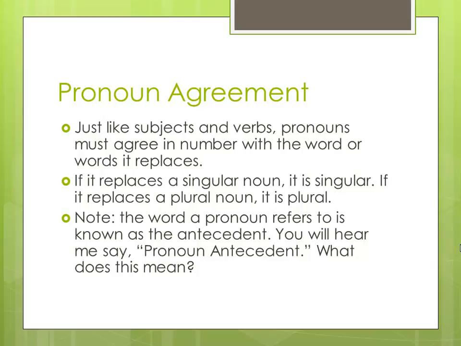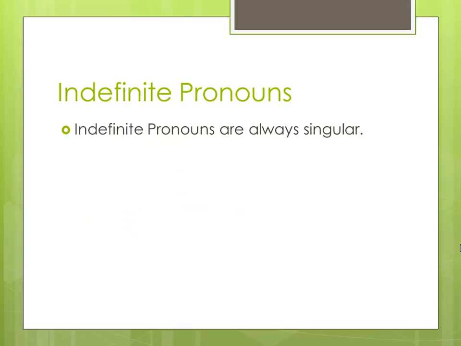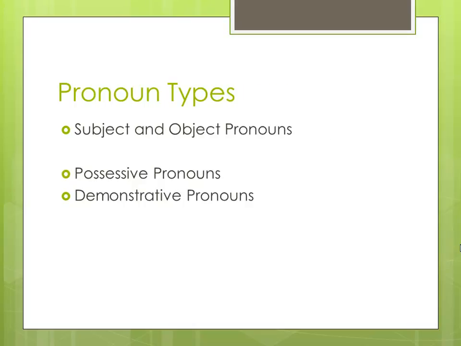So, pronoun antecedent, you might hear me refer to it from time to time, but think about the pronoun and what word it refers back to. And then indefinite. You'll find out in a moment what indefinite pronouns are, but they're always singular, no matter what. So those are words like someone, everyone, everybody. No matter what, they are always singular. And then we have subject and object pronouns, where they take the place of a subject or an object. And then we have possessive pronouns. So, of course, possessive pronouns show possession, and then demonstrative pronouns demonstrate.